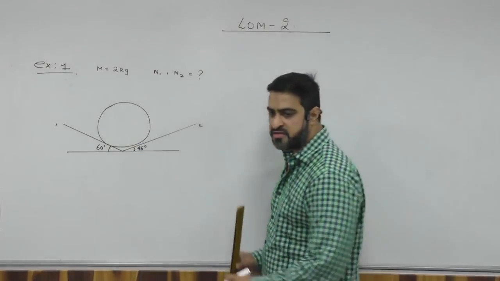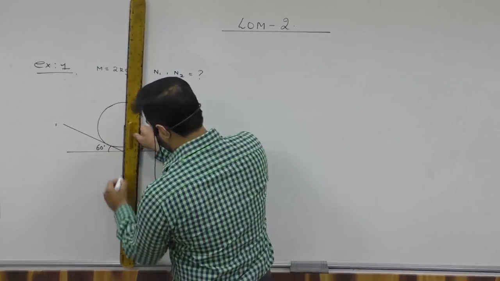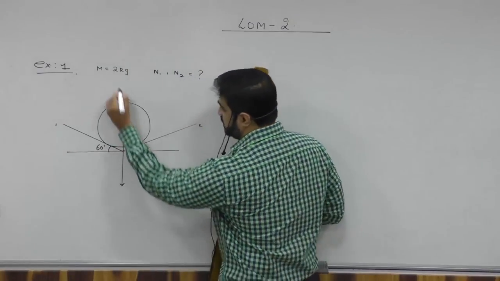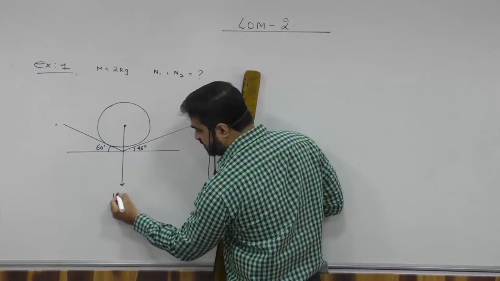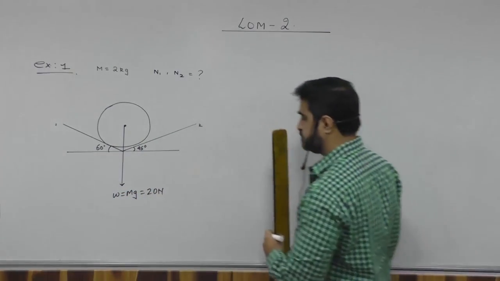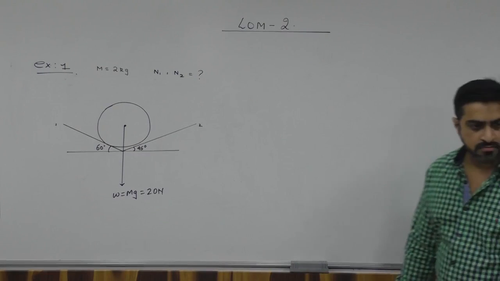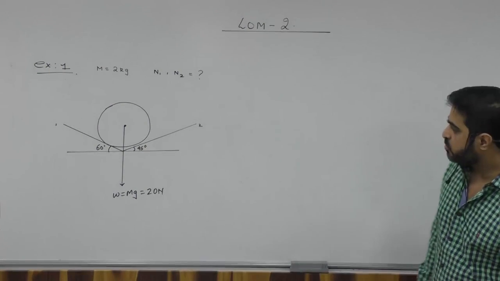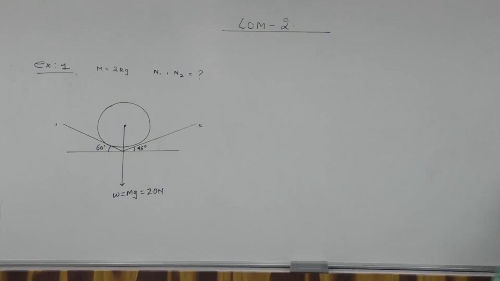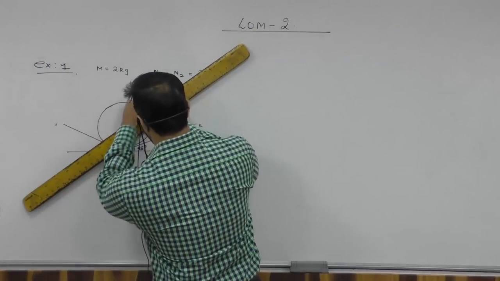I'll draw N1, N2 and the weight. You know weight will act. Two into g, weight will become mg, 20 Newton. Yes or no? Where will the normal reaction be? Normal reaction is perpendicular to the surface. So N1 is going to become this way.